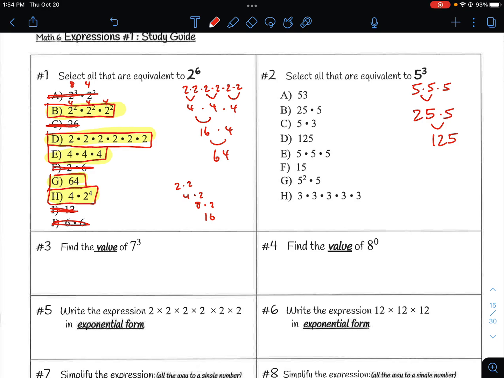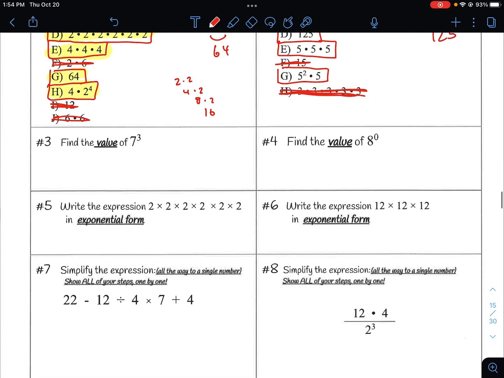So which of these are equivalent to 125? Well, it's not 5 times 3. 25 times 5, yes it does, because it was equivalent over here. Yes, this is. 5 to 3 times 3, no, that's 15. 125, yes. 5 times 5 times 5, yes, that is what 5 to the 3rd is. 15, no. 5 to the 2nd times 5, yeah, that is 25 times 5. And 3 times 3, 5 times, no. No, no, no. This is 5, 3 times, not 3, 5 times.